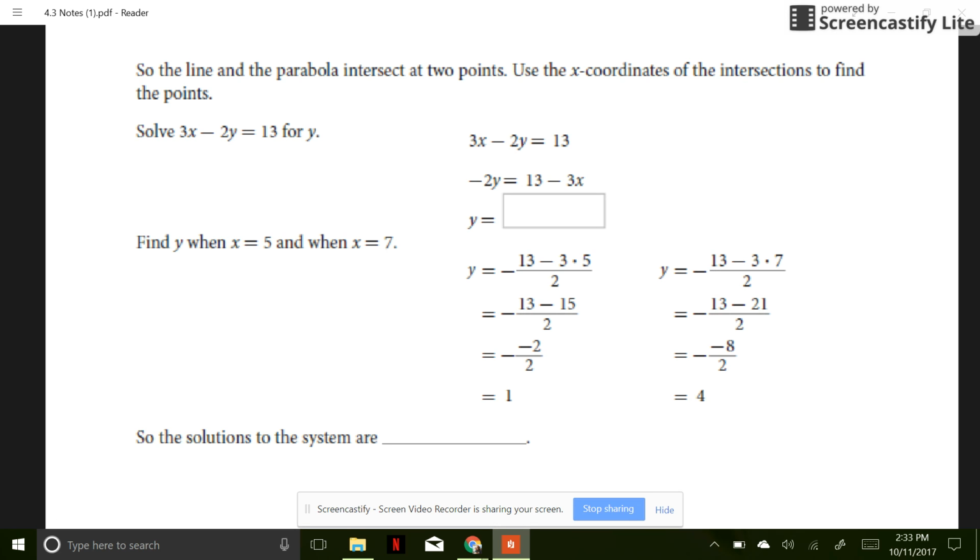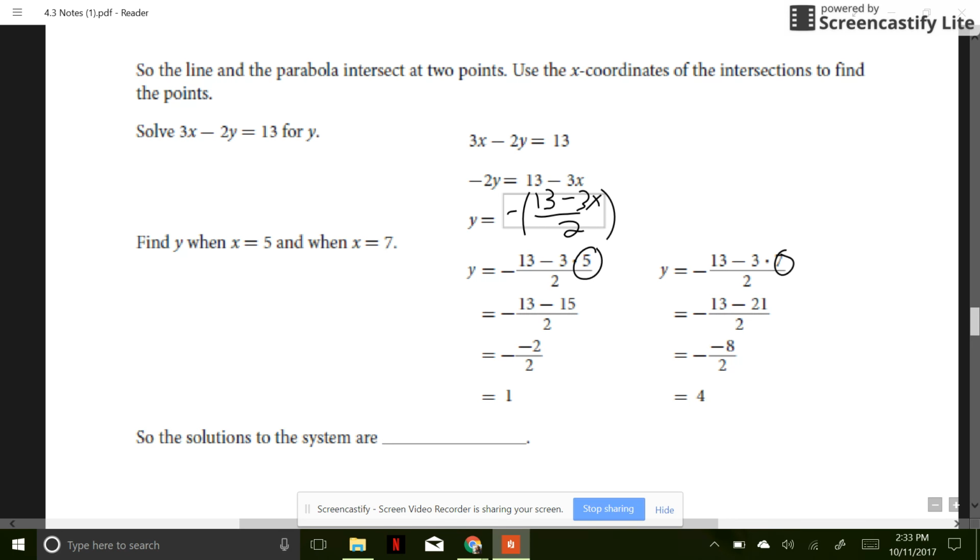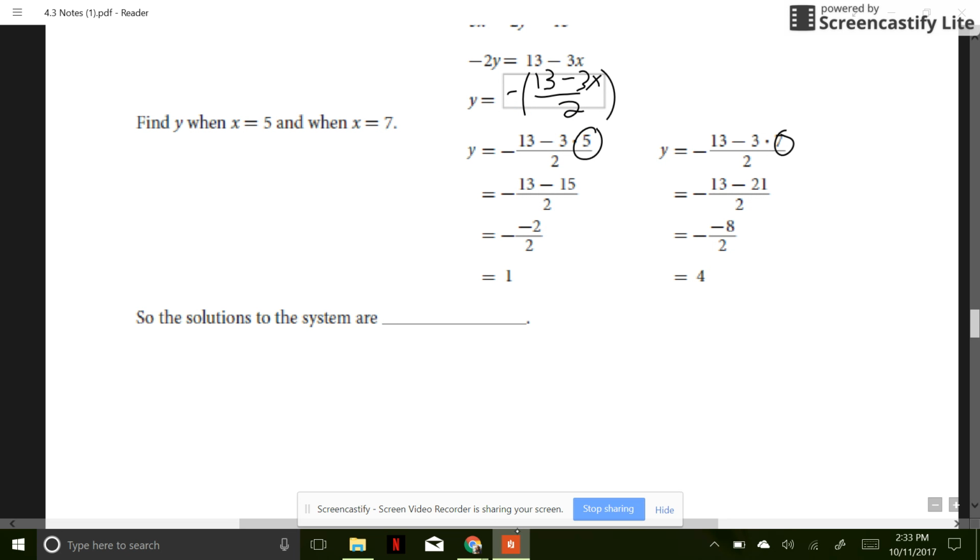So what they did was they solved this equation for y. So they divided everything by -2. Plugged in our x values of 5 and 7 to get the y values here. So that means our final coordinates will be x value 5, y value 1, x value 7, y value 4.